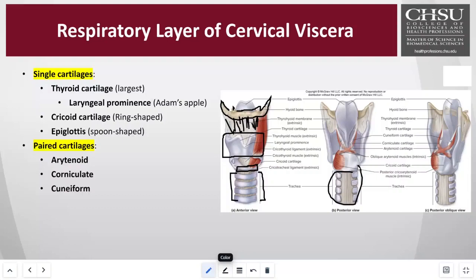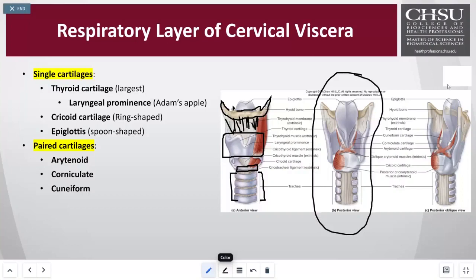Now, the two views I want you to look at are not the anterior view, but the oblique view and the posterior view. Okay, so the only view you can see those cartilages is this view right here in the middle, or a slightly slanted oblique view. All right.